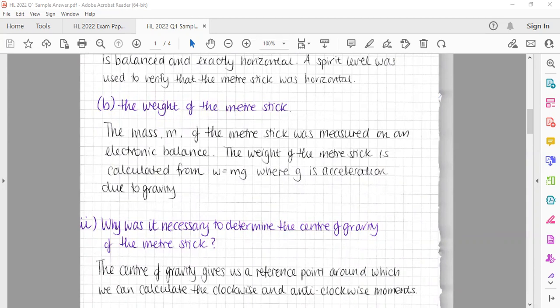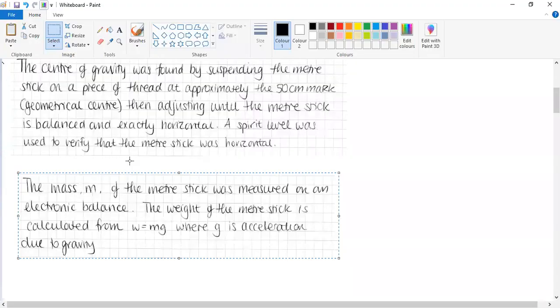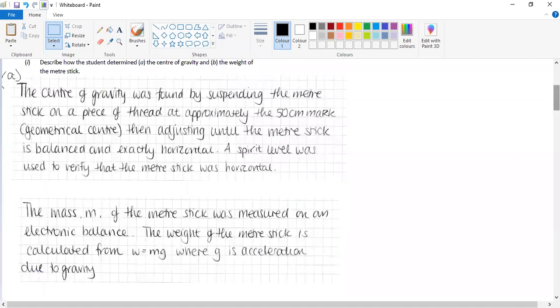So there we go. Now what you should be looking at is my whiteboard where I have my question and my answers all up here together. Yeah, that's perfect. Okay, sorry about that, guys. We had technical difficulties a little bit. So this is part B of the question, where we're asked to describe how the student determined A, the center of gravity. We just did that. So we're describing how the student did B, the weight of the meter stick.